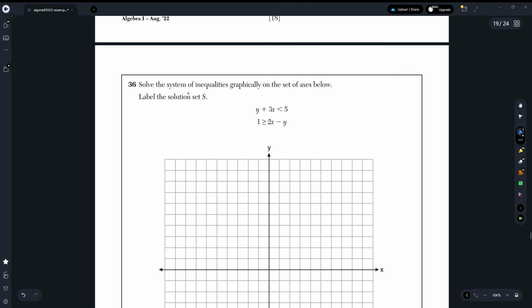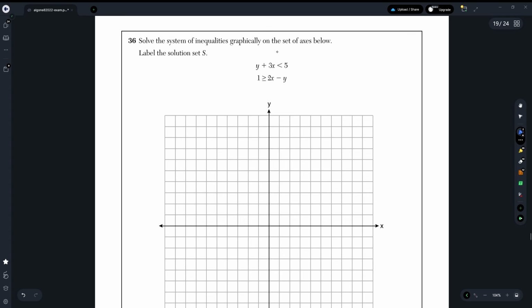So moving on to number 36, it says solve the system of inequalities on the set of axes below. Label the solution set S. So dealing with some inequalities here. First thing that I would do, for me personally, I would put these all in terms of y. Just that, so that we can plug that into our graphing calculator and make it a little easier.